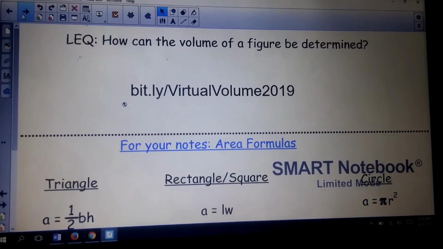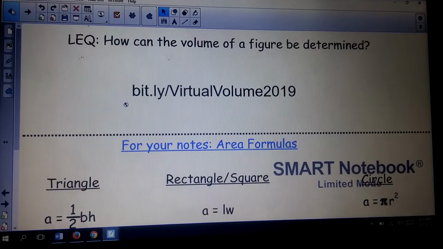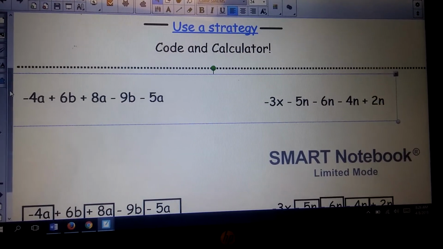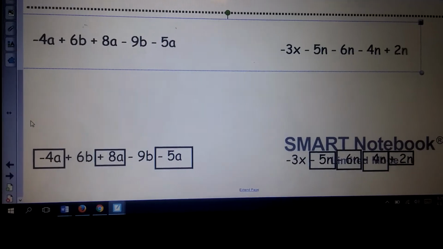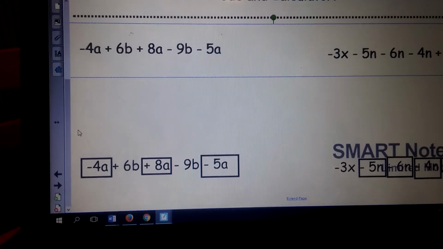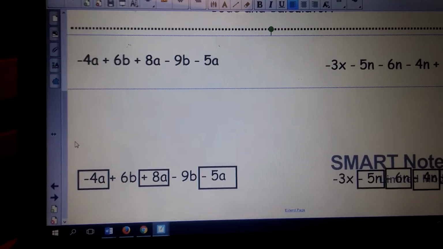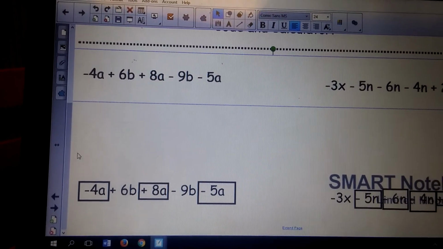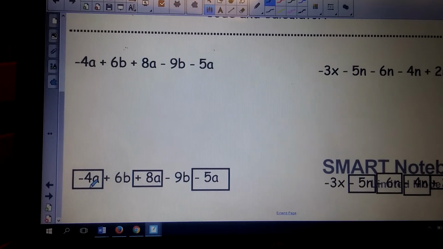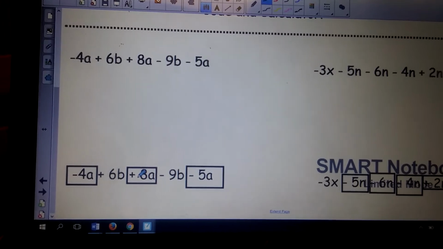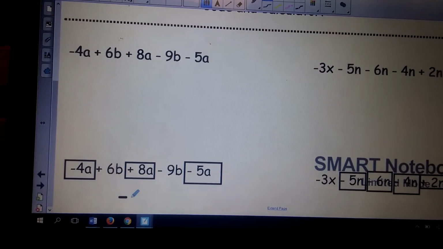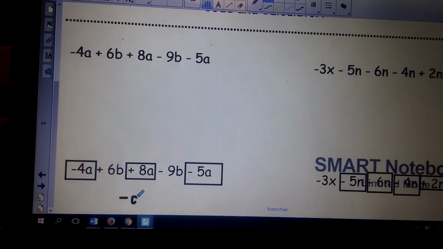Okay, when you combine like terms, the most important thing you need to do before you can do any combining is code them. When we talk about coding, we mean putting the same symbol around each variable. For example, in the first one, negative 4a plus 8a and minus 5a all get coded together. It's really important because the signs tell you what to do. So negative 4 plus 8 is positive 4, minus 5 is negative 1, so it's negative 1a.